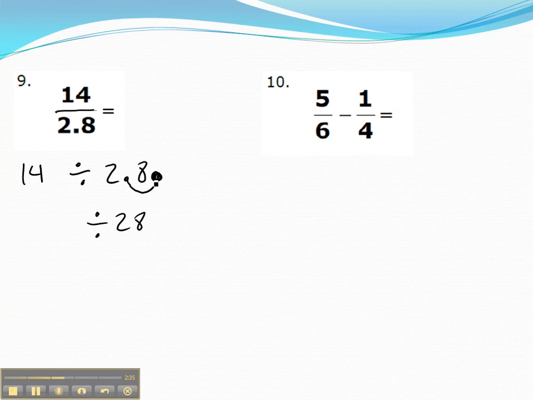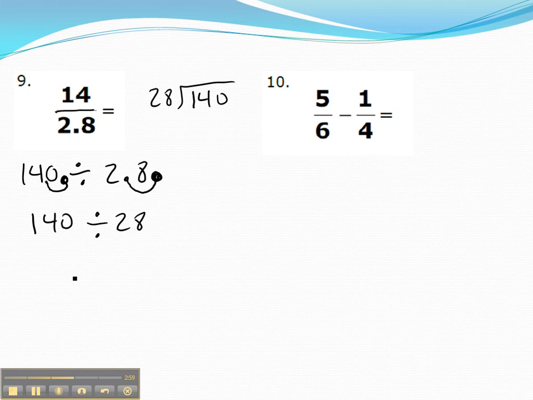I can do that as long as I move the decimal in 14 1 place to the right. But I don't see a decimal in 14. If it's not in sight, it's on the right. So it starts right there. I move it 1 place to the right, make a big decimal, and in that empty space I need to put a 0. So 140 divided by 28 will give us our quotient. 140 divided by 28.